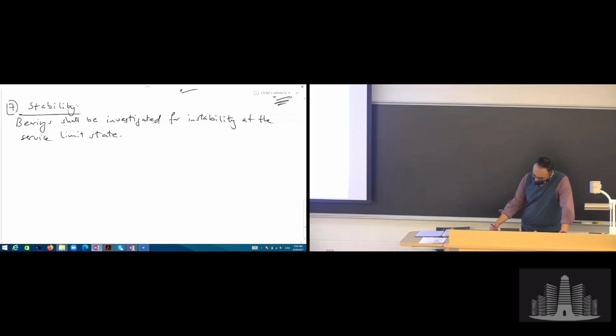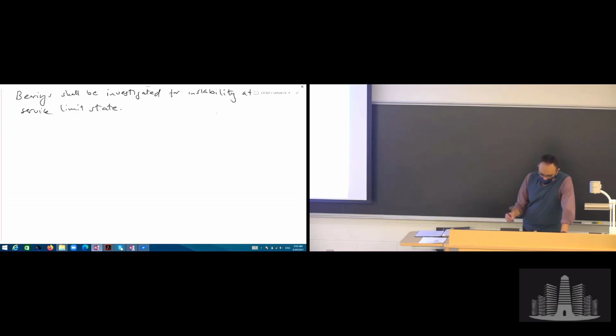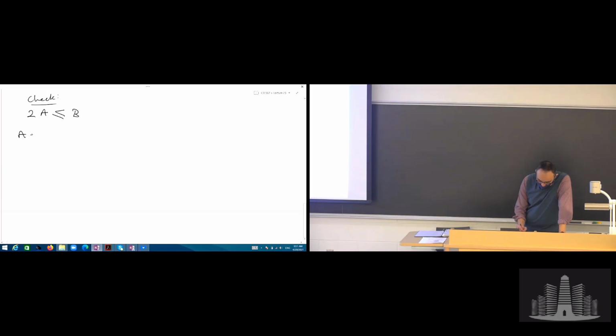There are different ways of doing the check, but the simplest way that AASHTO presents is using a simple inequality. 2A has to be smaller than or equal to B. What's the A and what's the B? These are parameters that depend mainly on the geometry. So the A is 1.92 HRT, that's the total thickness, divided by L, everything divided by the square root of 1 plus 2 L by W.